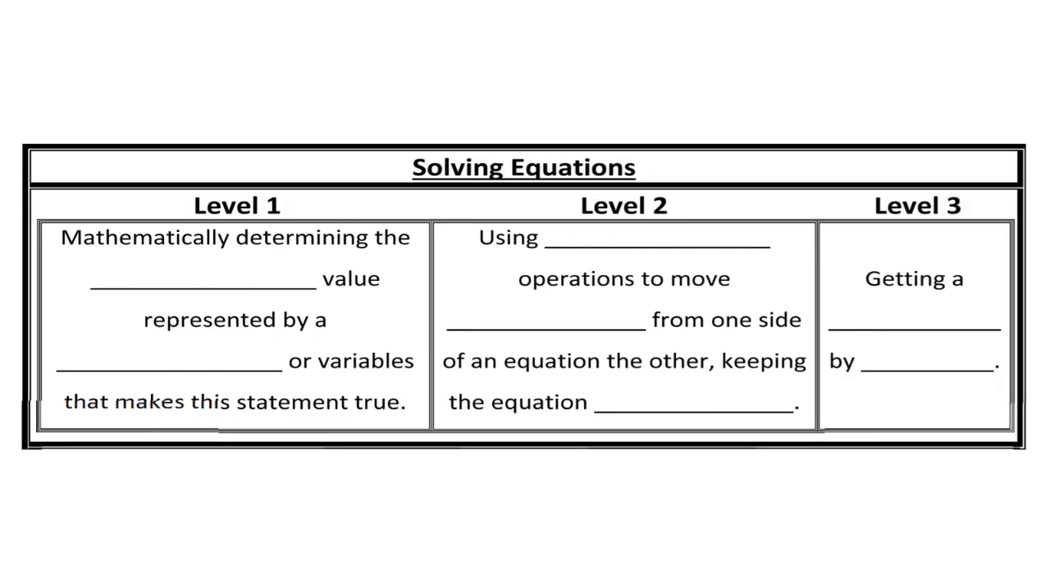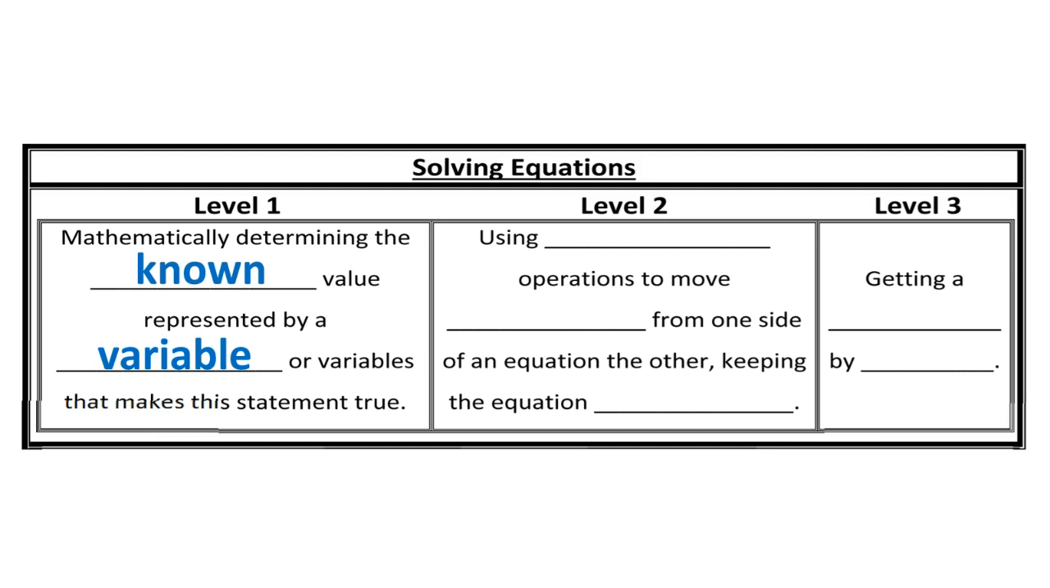Understanding equations, we can look at them at 3 different levels. At the most complex level, we can look at solving an equation as mathematically determining the known value represented by a variable or variables that makes the statement true. We've explored this definition of solving an equation when we've plugged values back in to check if we're correct. If we have the correct solution, when we substitute that solution back in, it'll create a true statement.